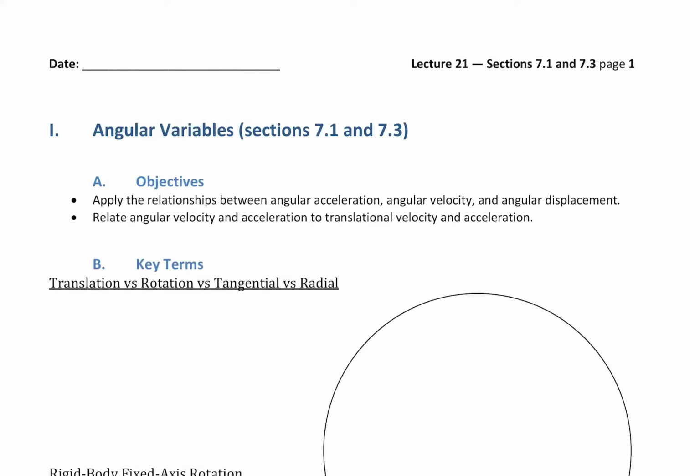Hello and welcome to the video lecture for lecture 21. Here we're going to cover sections 7.1 to 7.3. This is going to be a couple of sections in chapter 7, where we're going to introduce the angular variables. So it's going to be a lot of new terms. We're also going to do a few examples that highlight what we're going to do with those variables.